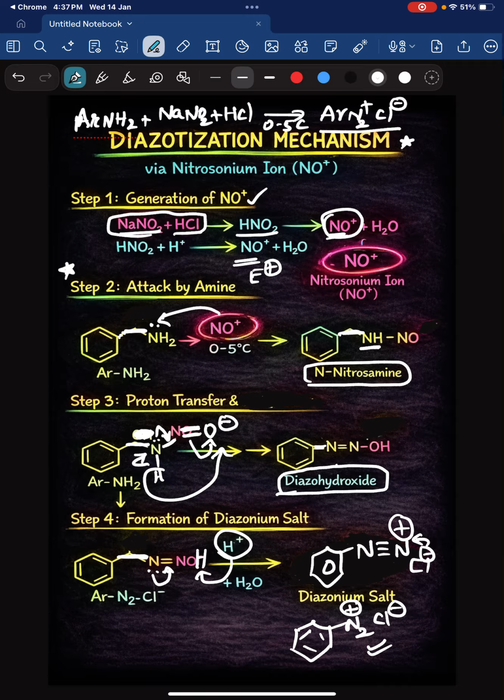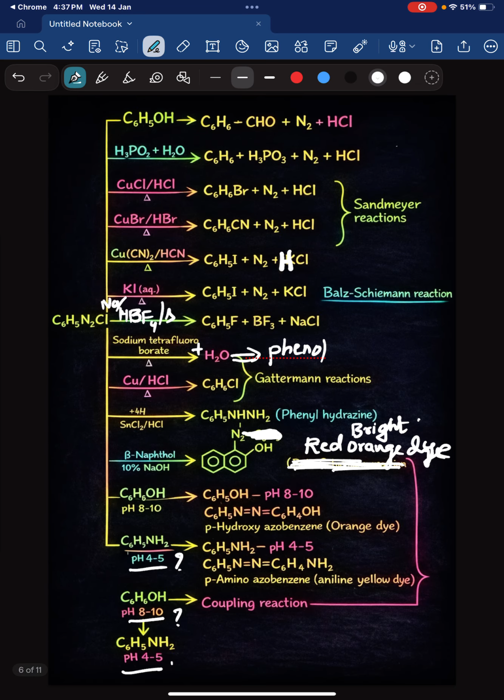So it is a synthetic reagent. It is used to make a lot of other dyes. So what are the reactions with this? All those things we can discuss here. So benzene diazonium chloride, based on the different reagents, will give different products. So C6H5OH, which is nothing but phenol.